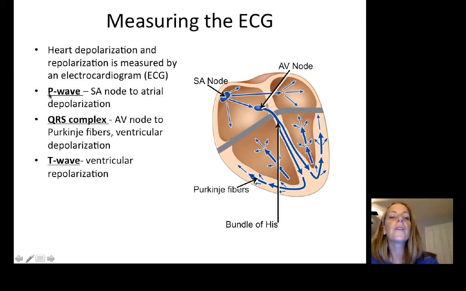The first wave of the EKG is called the P wave, and that is when the SA node sends activity out through to the atria and causes depolarization or excitation of the atria. The QRS complex, or the QRS wave, is when the AV node sends activity down and then up through the ventricles. And this is ventricular depolarization or excitation of the ventricles. The last is the T wave, which is the relaxation of the ventricles or repolarization of the ventricles.